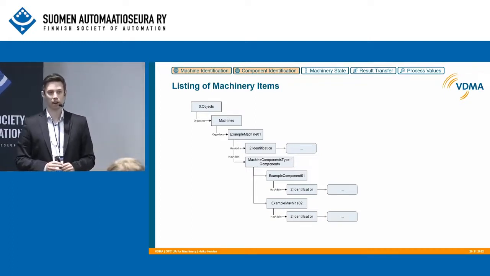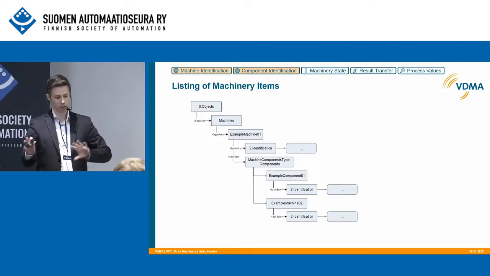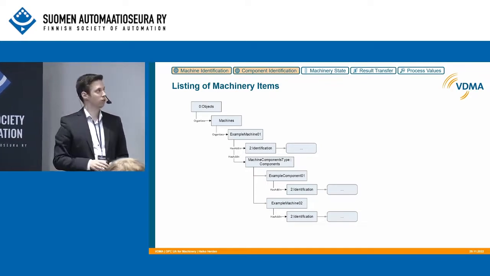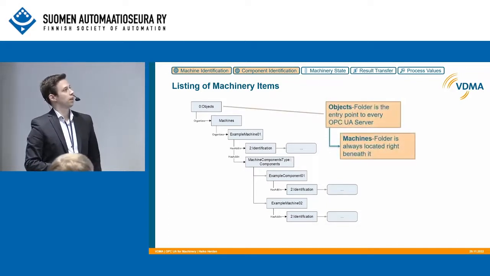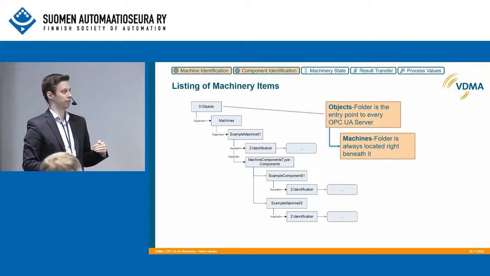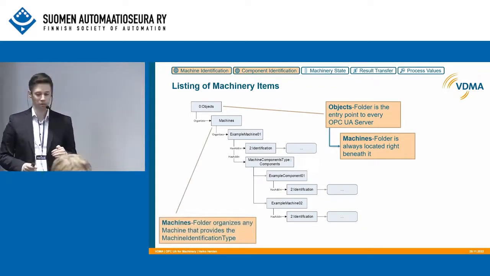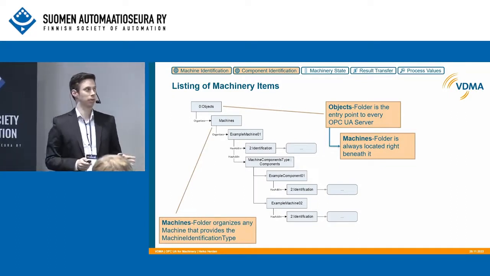So for example, I have an aggregating OPC UA server on top, and I have a lot of machines and components connected. Then I can browse through those connected machines. So I will be in the objects folder at the start, and in this objects folder, I will find the machines folder right underneath it. And in the machines folder, I have all the machines listed that have the machine identification type.